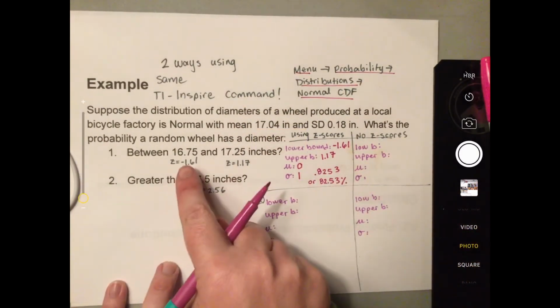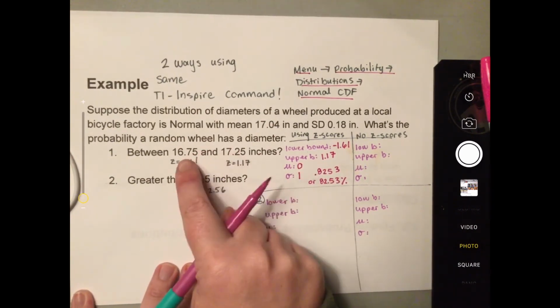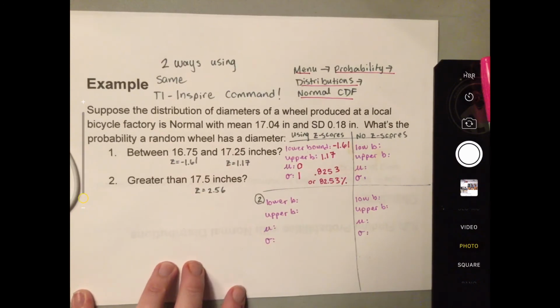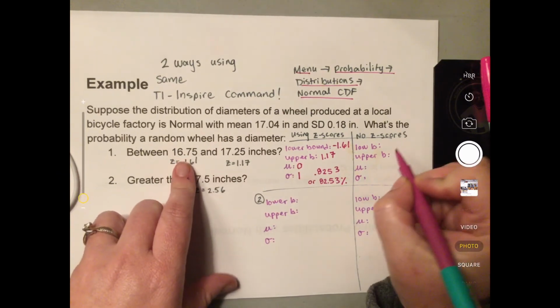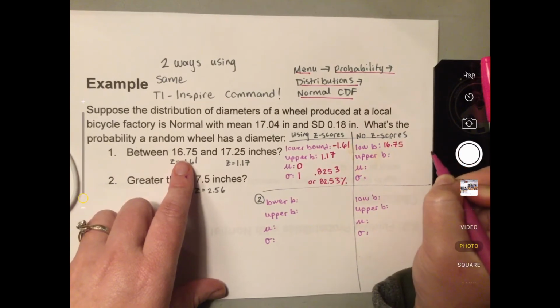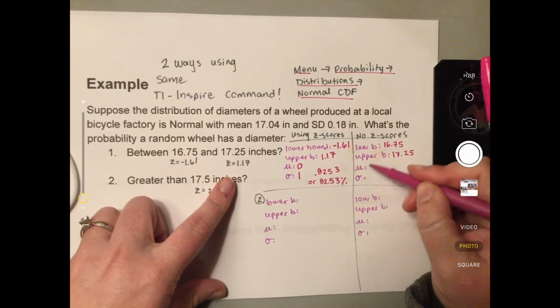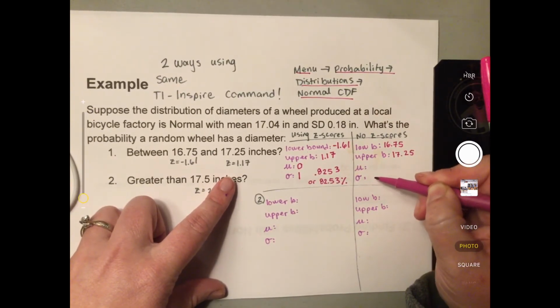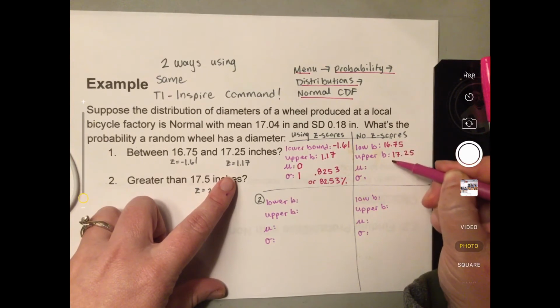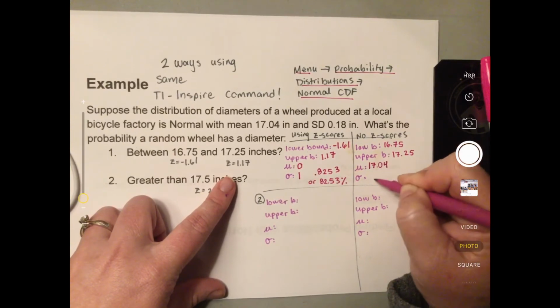I want to let you know you can also do this another way. If you didn't already have these z-scores and you had this problem, you could use these two values as your lower and upper bounds. Because we want it between these two random variables, we could use 16.75 as the lower bound, 17.25 as the upper bound, but mu and sigma are not going to be 0 and 1 anymore because we didn't standardize these. So mu, we are going to put in 17.04 from the problem, and the standard deviation will be 0.18.